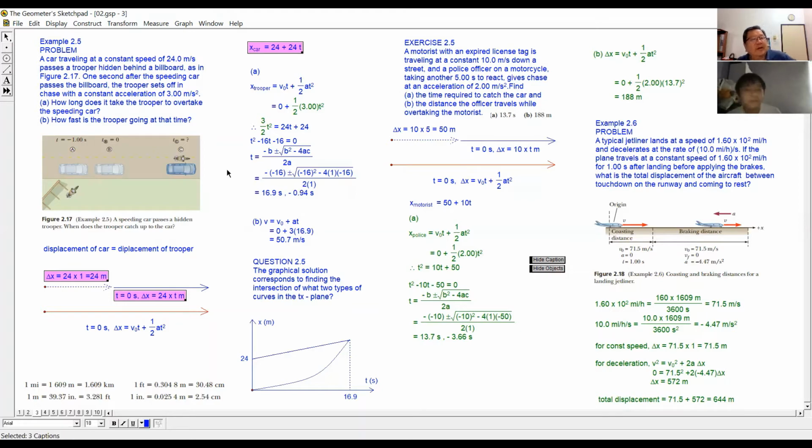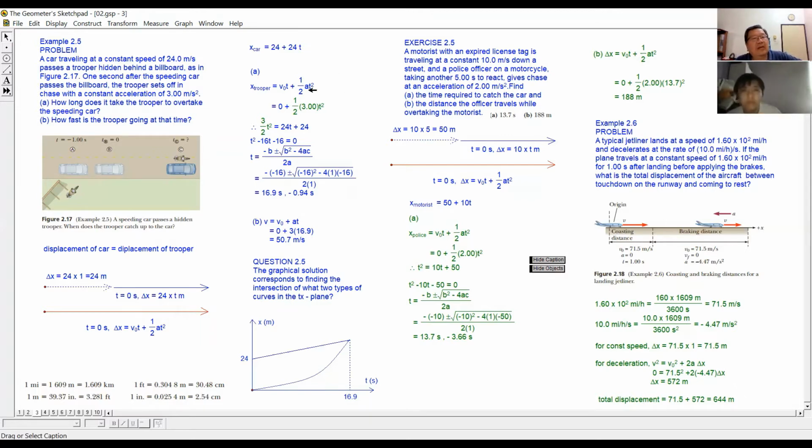So this is the total distance traveled by the car, the 1 second and also the time taken later on. I add up these two and say it is the x of the car, so it's 24 plus 24t. The 24 comes from the 1 second before the policeman starts, and the 24t is the distance traveled by the car when the policeman has started catching up with the car.